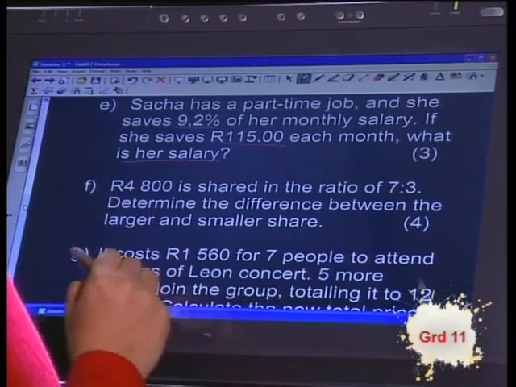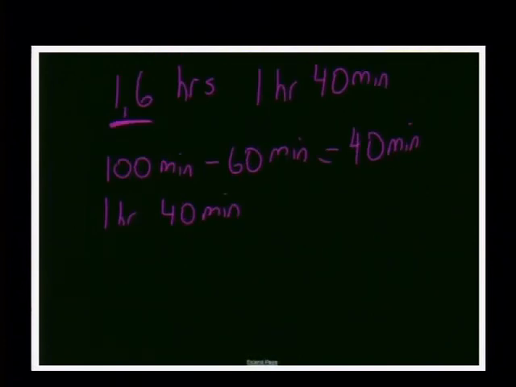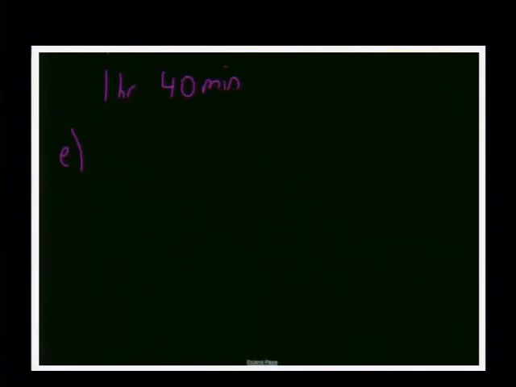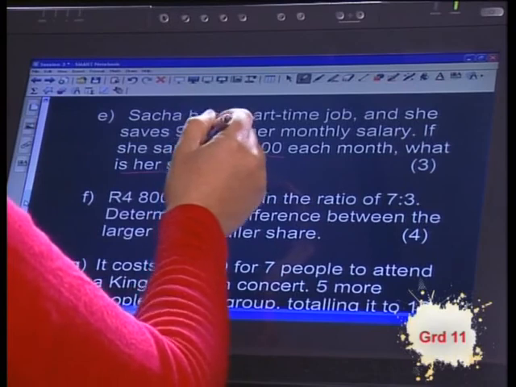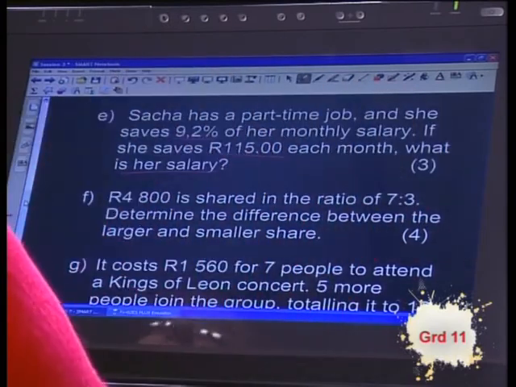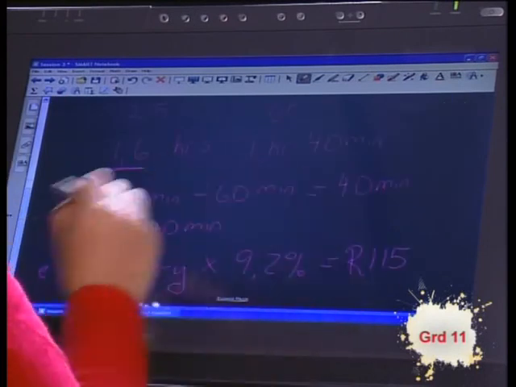So we can write this. Let's get some space. Right, we had her salary, and she saves 9.2% of her salary, and we get an answer that is 115 Rand. So if we write it like this, this is the statement. I'm going to go back to the statement and see that we've got it correct. She saves 9.2% of her salary, and she saves 115 Rand. And the question is, what is her salary? So we've written that out correctly.